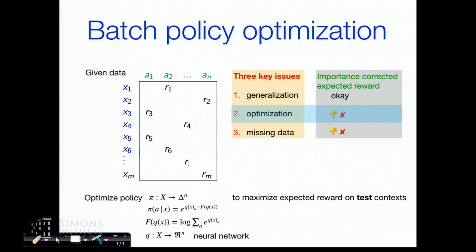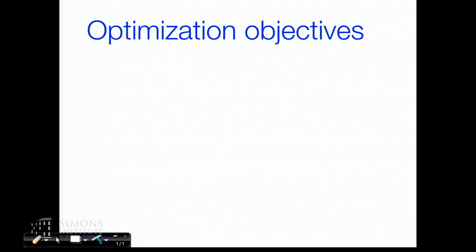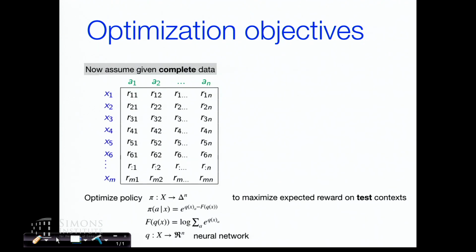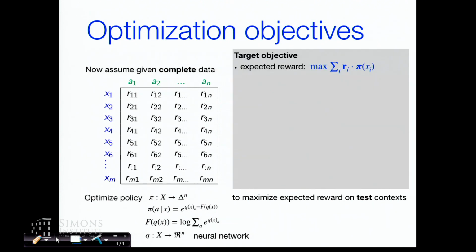Okay, so let me start with how we formulate an optimization objective, or a reasonable principle by which we want to tune the policy parameters. And then I'll get to missing data. So first, optimization objectives. To isolate the task, let's simplify it: fully observed data. I give you a complete table. We've seen every reward counterfactually for every action in every context.